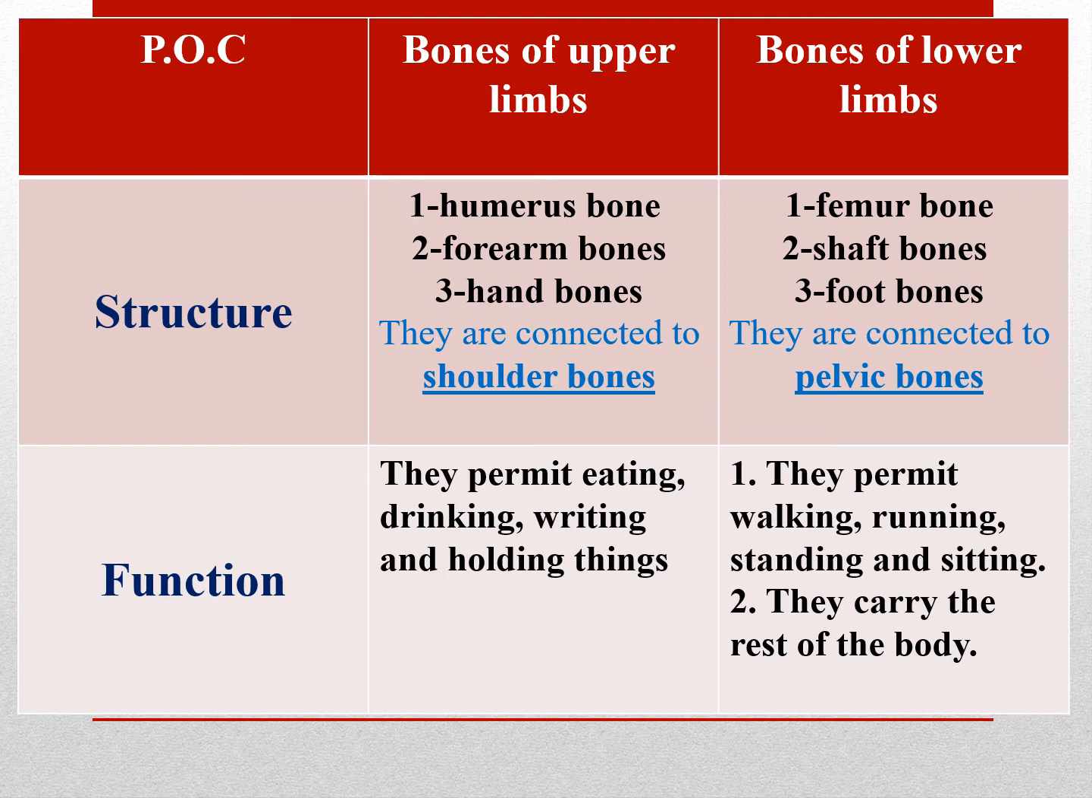Bones of the lower limbs. The structure: number 1, femur, leg bones, and foot bones. They are connected to the pelvic bones. The function: they permit walking, running, standing, sitting, and they carry the rest of your body. So the function of the lower limbs is to allow you to walk, run, stand, and sit. And also it carries the rest of your body.